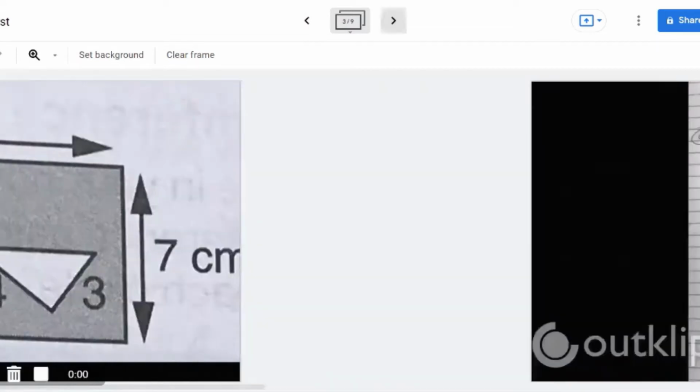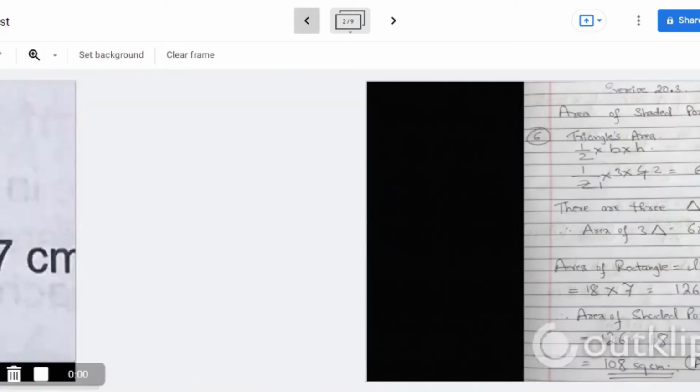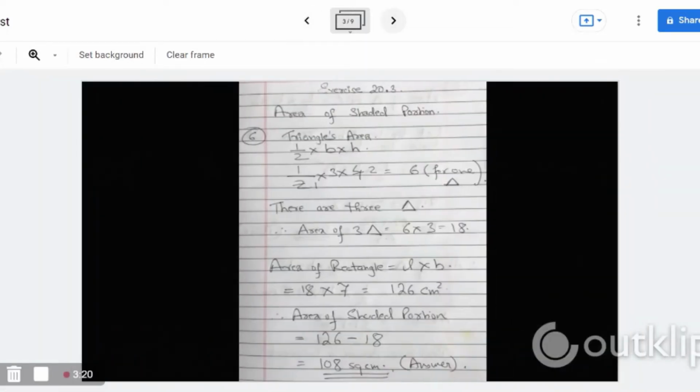So what I did was, I found out the area of one single triangle. The formula to find out the area of a triangle is half into base into height. So half into base, which was 3, and height, which was 4. Then 2 ones are 2, 2 twos are 4, so 3 twos are 6. 6 is the area of one single triangle. But how many triangles are there? Yes, 1, 2, 3. So if one triangle is 6, then 3 triangles will be 3 into 6, that is 18 centimeter square, the area of 3 triangles.